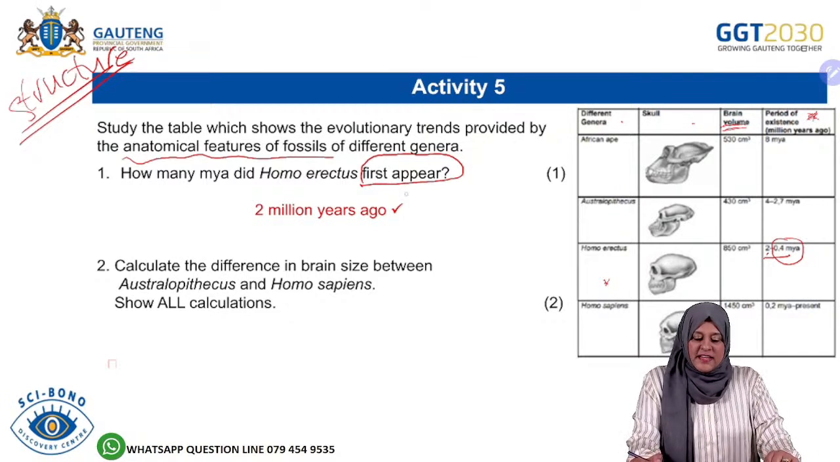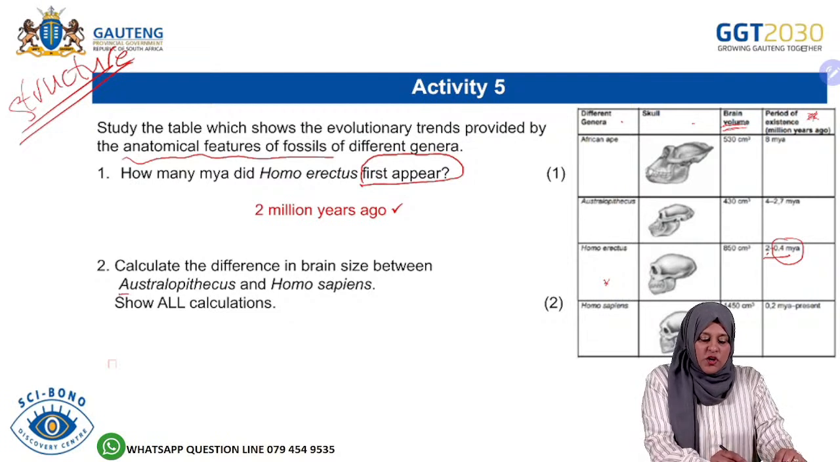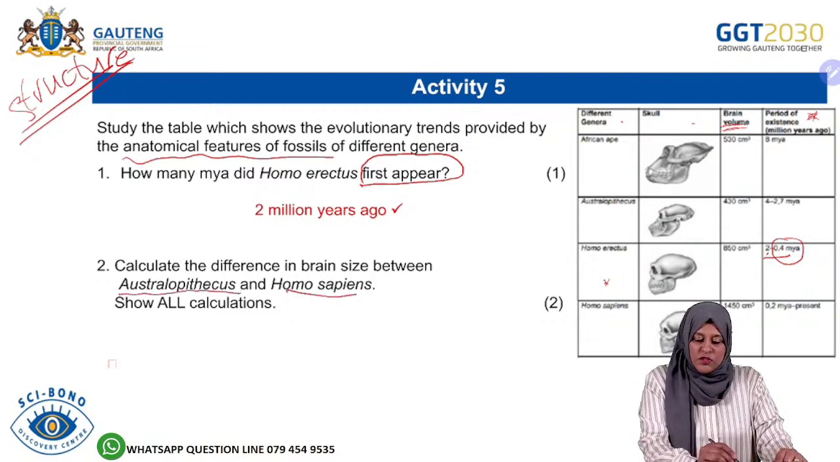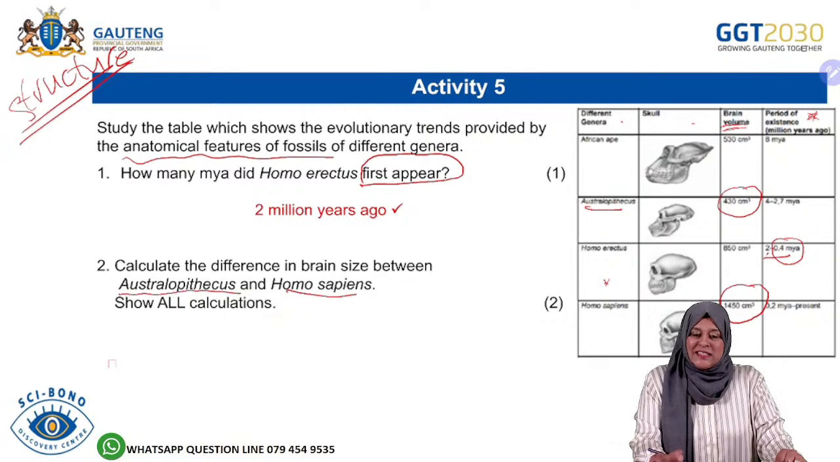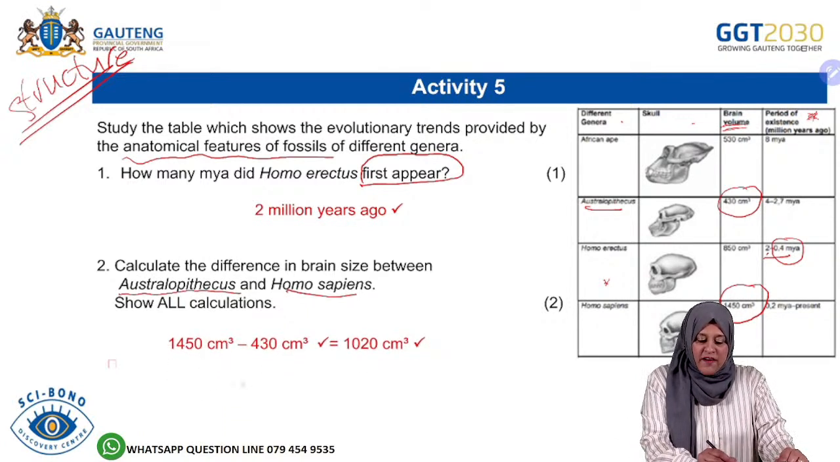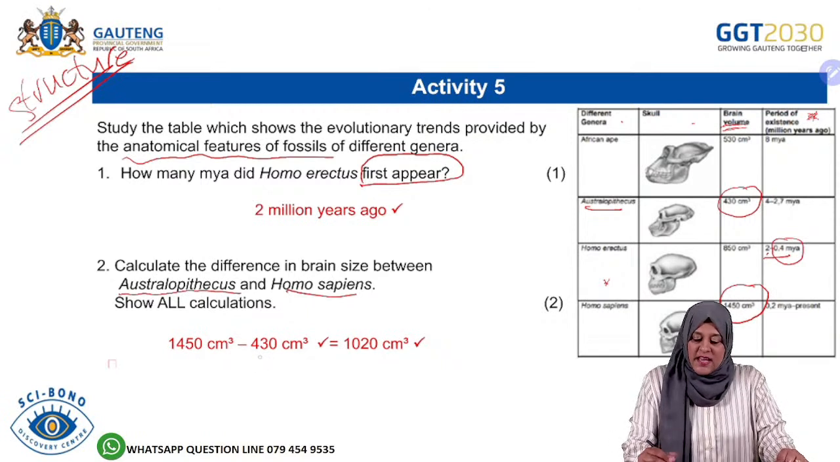Calculate the difference in brain size between Australopithecus and the Homo species. So we're looking at Australopithecus brain size here, 430 cubic centimeters, and the Homo sapien here is 1450. Difference means to subtract and show all the calculations. Therefore, 1450 subtract 430 gives us 102 centimeters cubed.